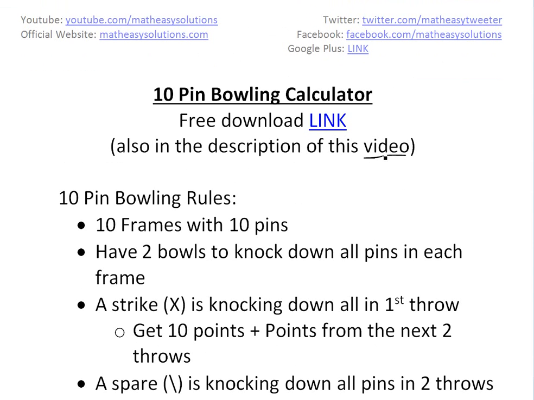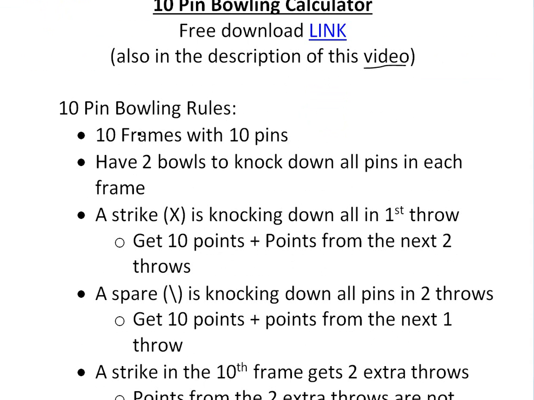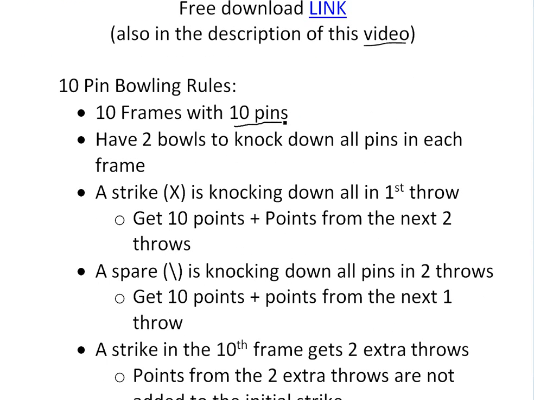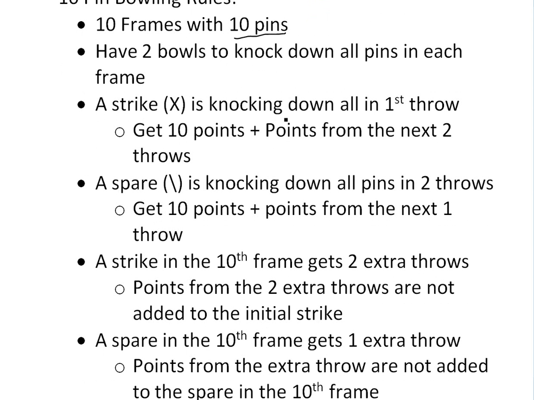Just a simple Excel program I made. So basically, let's recap on the rules. I'm not gonna go too in depth, but it's basically 10-pin bowling rules. You get 10 frames with 10 pins in each frame. Then you have 2 bowls to knock down all pins in each frame, and a strike is knocking down all pins in your first throw. You get 10 points plus points from the next 2 throws.